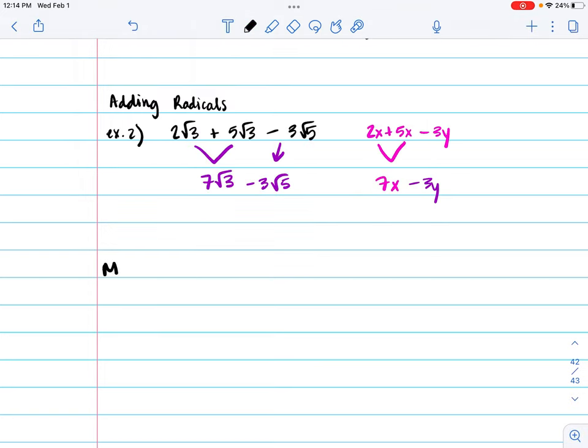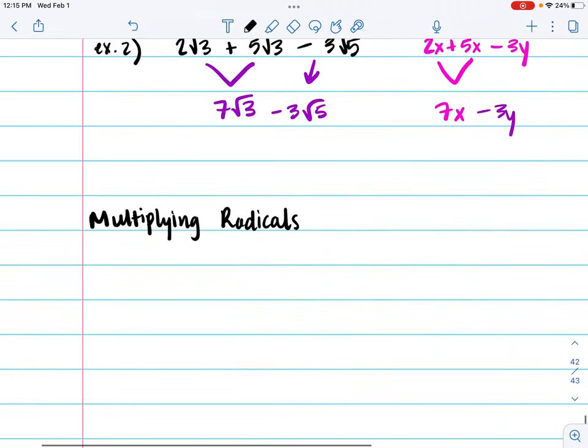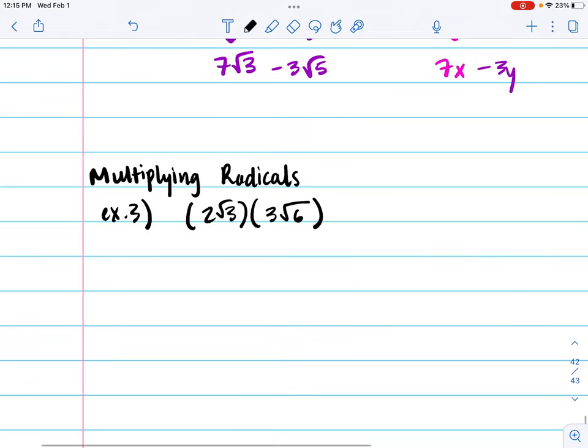Multiplying radicals is arguably the easiest. When you multiply radicals, you literally just multiply the terms. So for instance, example 3. If you have, let's say, 2 root 3 multiplied with 3 root 6, okay? All you would do is multiply the proper terms together.